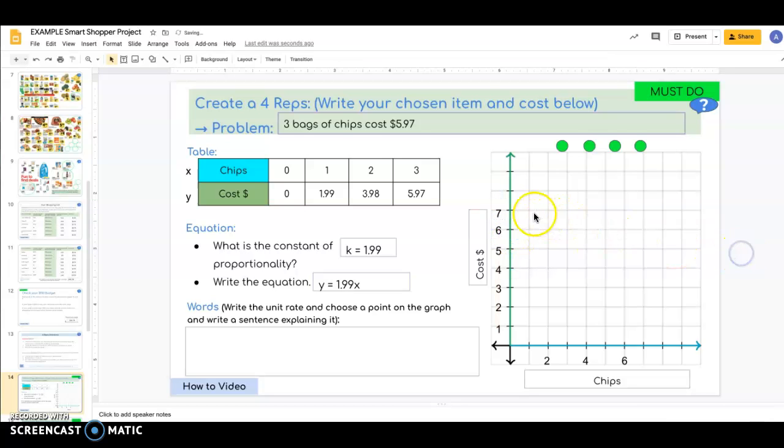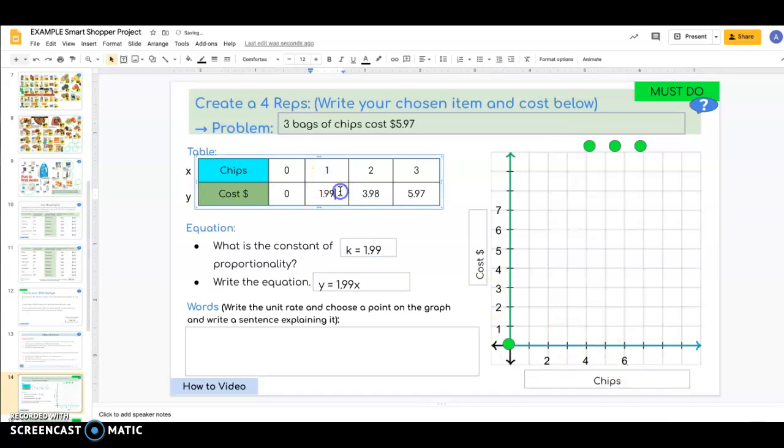So now I've labeled my graph, my x and y axis. I've numbered it. Now I can plot my points. So I have 0 and 0 first, which I know is the origin. So I'm going to go ahead and plot that here. I have 1 and $1.99. So I'm going to go over to 1 bag of chips, and $1.99 would be fairly close to 2, so it would go about there.